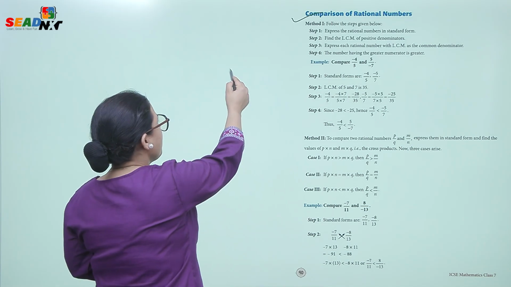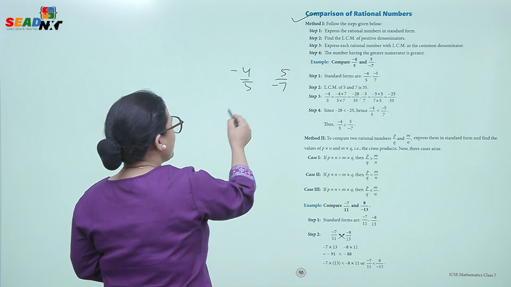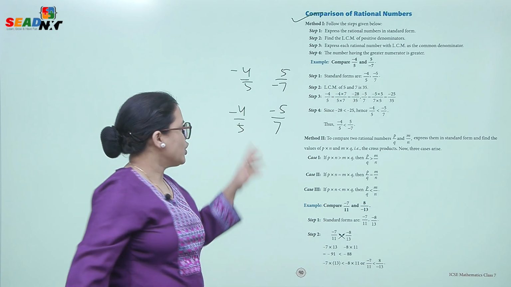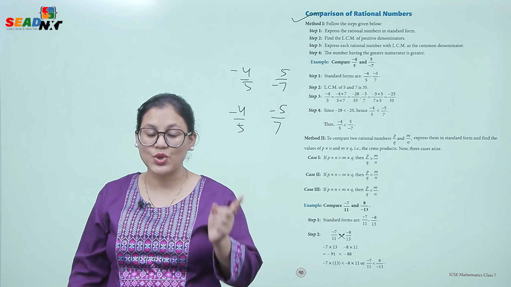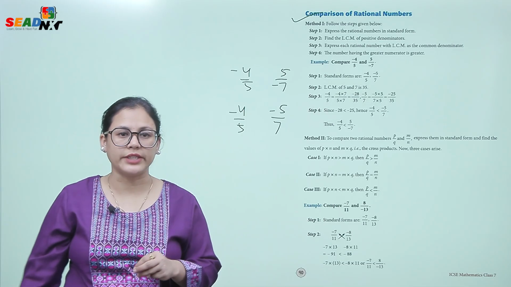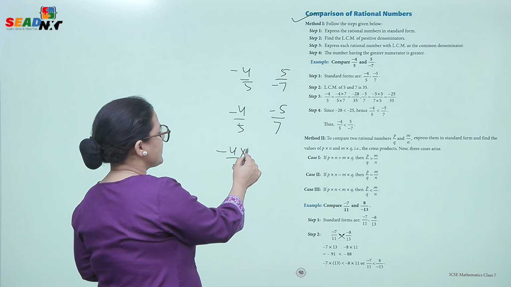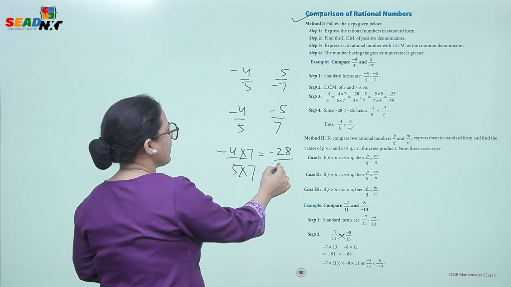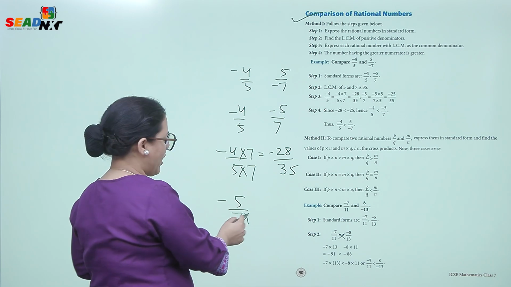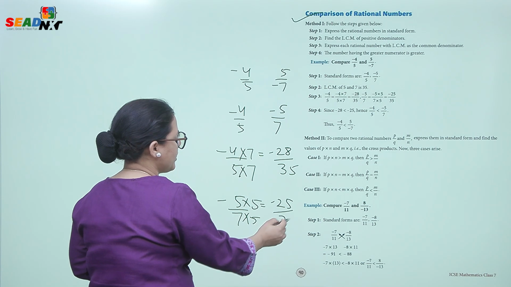So we have to compare -4 by 5 and 5 by -7. Okay, so you will write it in standard form, which will be -5 by 7. Okay, so the denominators are not the same, so what we're going to do is take the LCM. LCM of 5 and 7 is 35. Okay, let's make the denominator 35. Minus 4 by 5, multiplying by 7, is minus 28 by 35, and minus 5 by 7, multiplying by 5, is minus 25 by 35.